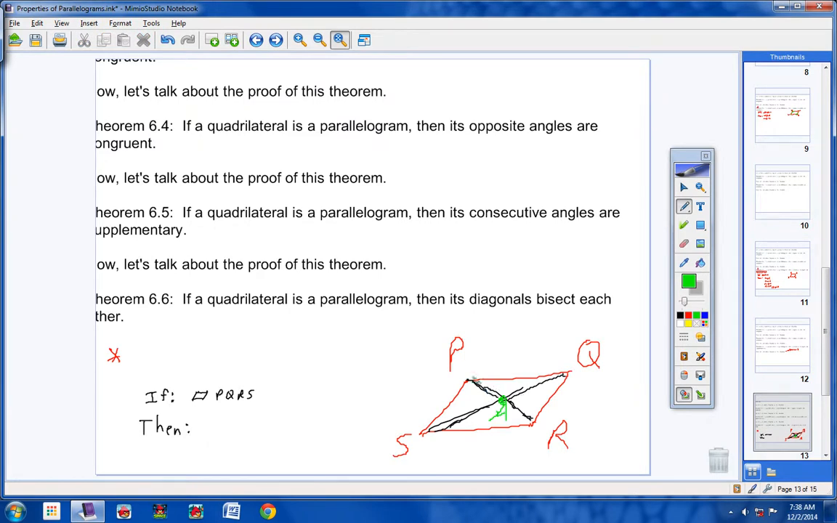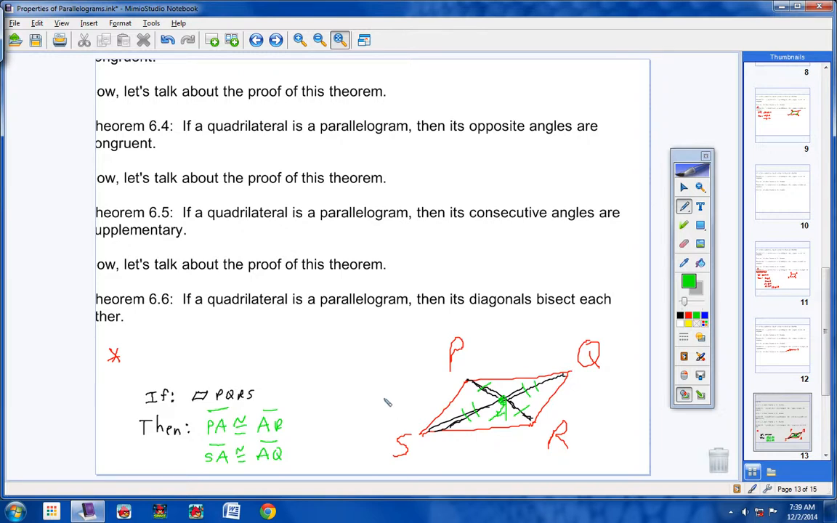Okay, now look, students. PA, the segment right here, is congruent to AR, the segment here. So, mark, mark. Come over here. PA is congruent to AR. And then look, this segment here, SA, is congruent to AQ. So 2 marks here. 2 marks here. So SA is congruent to AQ. Got it? And that's it. So if we have a parallelogram, the diagonals will bisect each other.